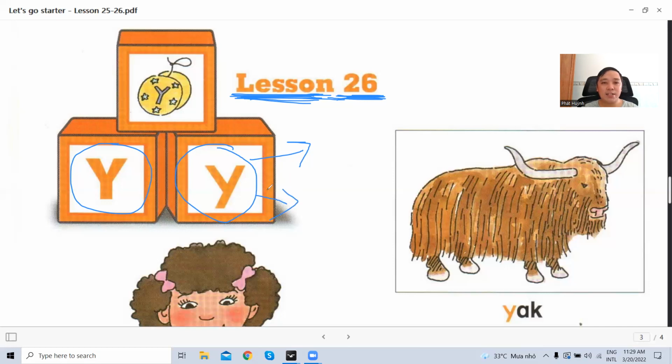Why? Why? Why? Okay, remember this letter in English. This letter in English is pronounced as Y. Nhớ là ký tự này trong tiếng Anh được phát âm là Y.